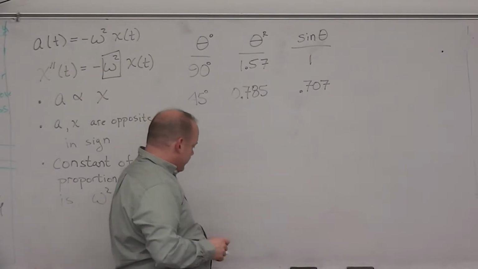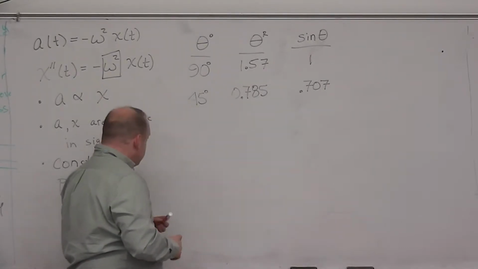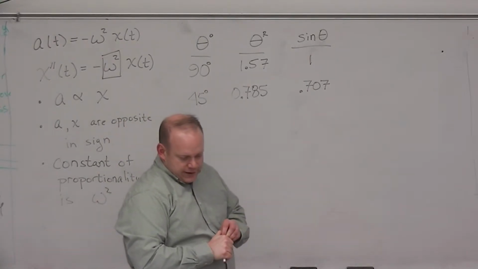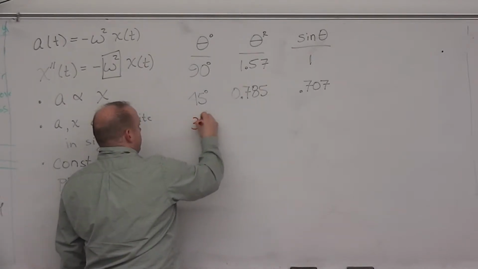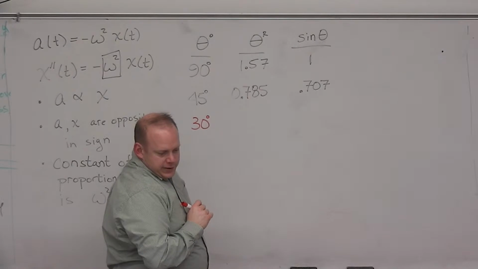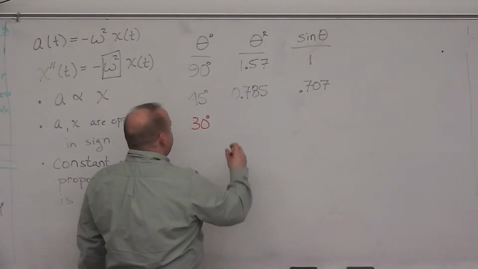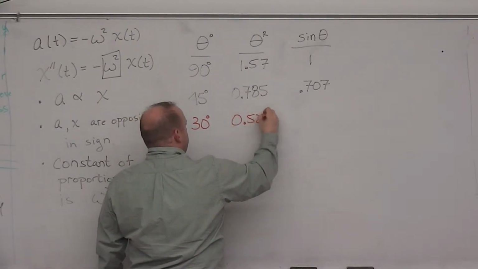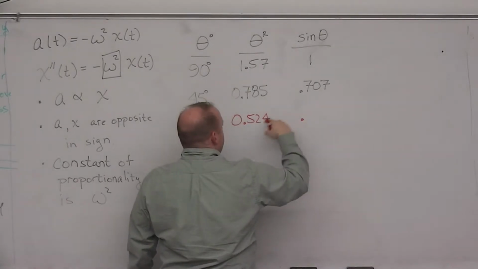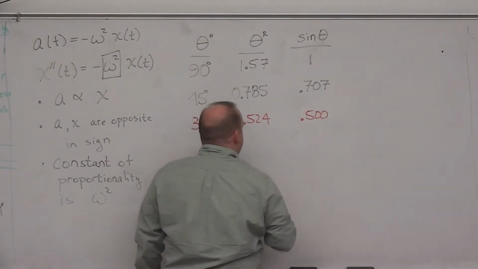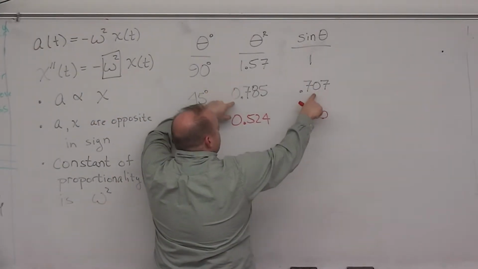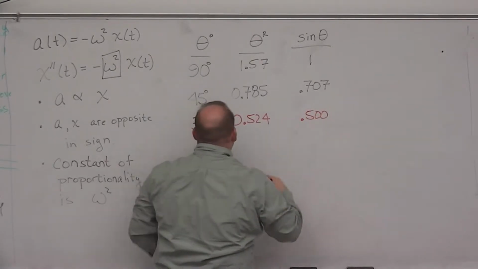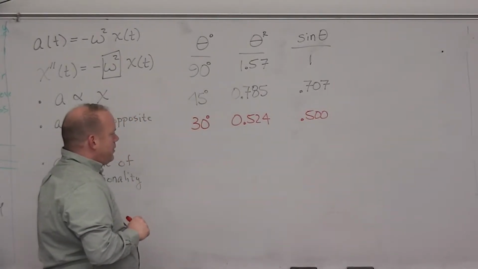But these are getting a little closer together. I have to switch colors because the black marker is definitely dying. All right, let's go get 30 degrees. At 30 degrees, that's going to be pi over 6, and that's 0.524. And sine of 30 degrees we know is 1/2, 0.500. Well, these two are pretty far apart. These two are getting a little closer. These a little closer again. Pretty darn close.